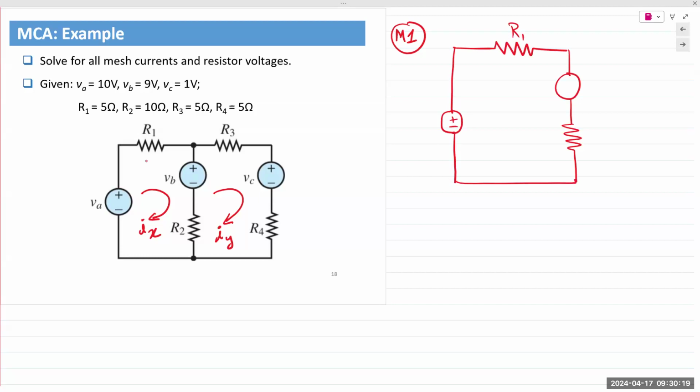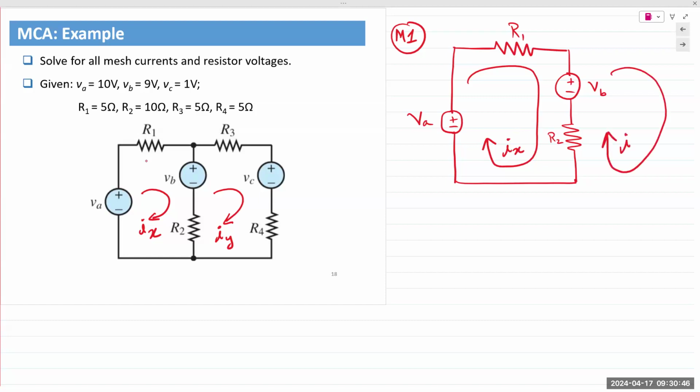So plus minus VA, plus minus VB, R2, and R1. And I have I1 flowing through mesh 1. Oh, IX. I'm going to stop that. IX. And then I also have IY flowing in that direction. Okay.